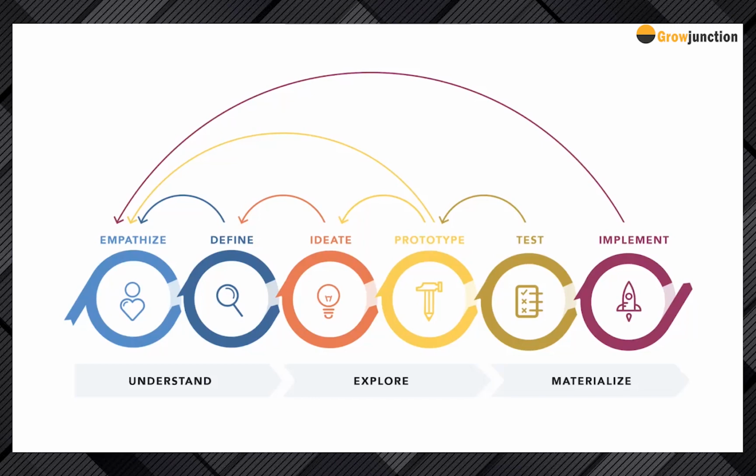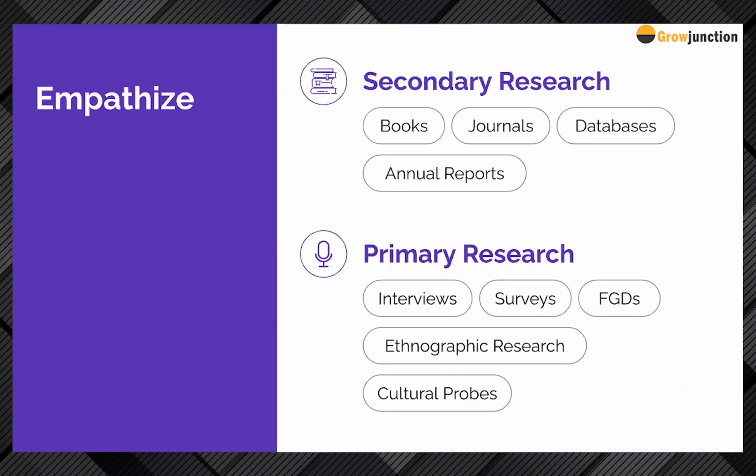Now what we'll do is we'll cover each of these steps and see what we can do as a product manager in each of these six steps of design thinking. So firstly, where we say empathize, by empathize we mean that we need to understand the context of the problem.